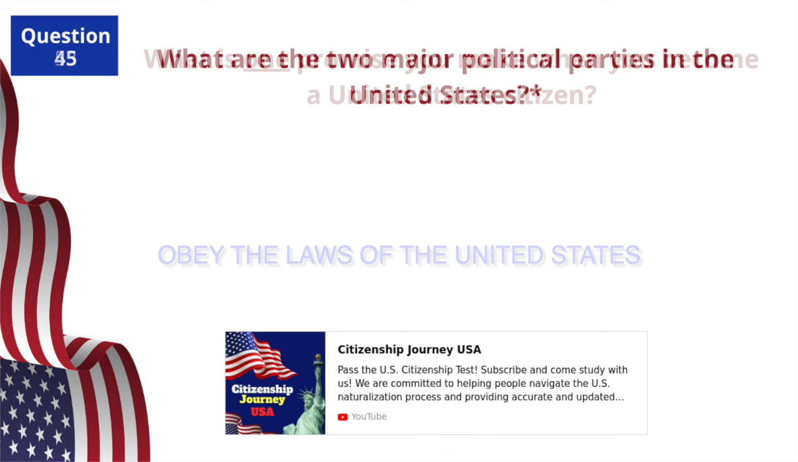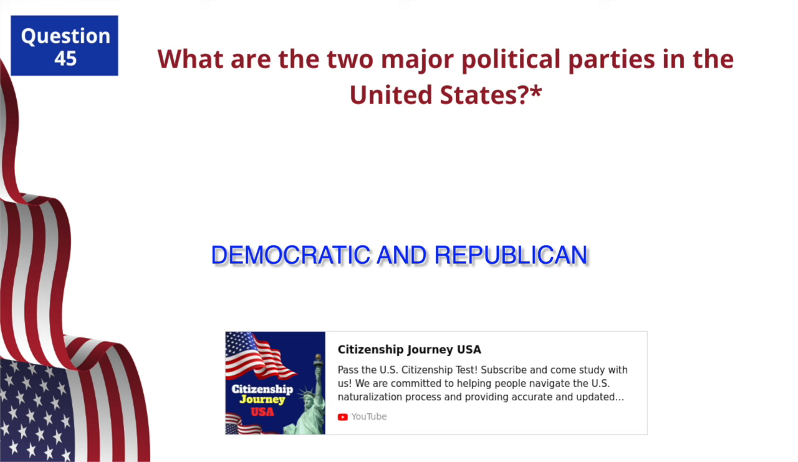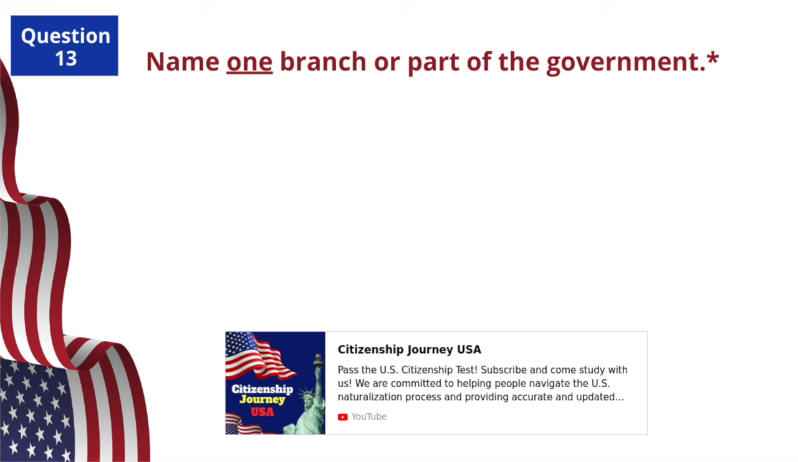What are the two major political parties in the United States? Democratic and Republican. Who vetoes bills? The President. Name one branch or part of the government. Congress.